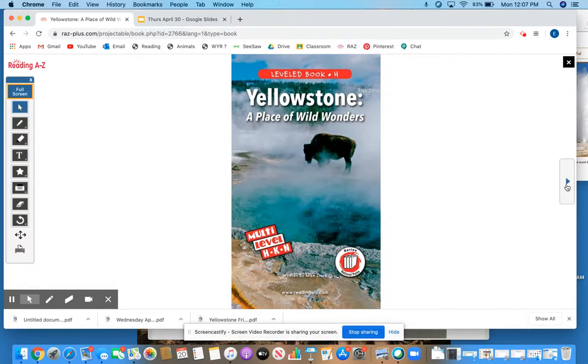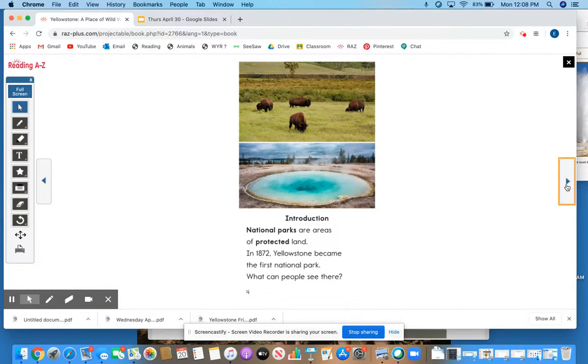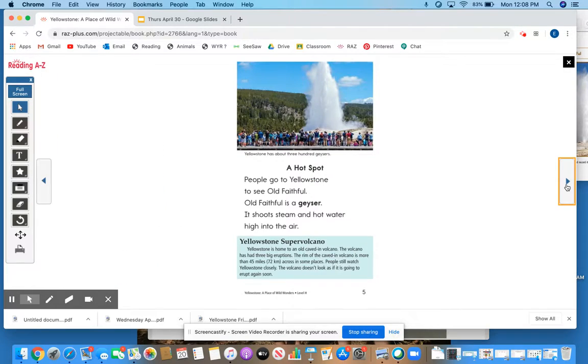Yellowstone, a place of wild wonders. Introduction. National parks are areas of protected land. In 1872, Yellowstone became the first national park. What can people see there? A hotspot. People go to Yellowstone to see Old Faithful. Old Faithful is a geyser. It shoots steam and hot water high into the air.